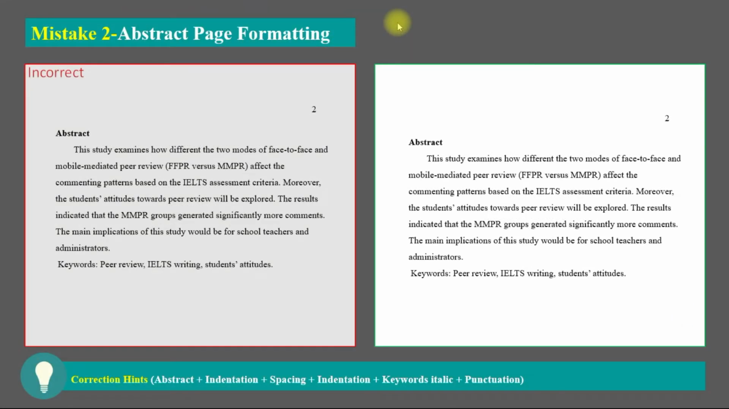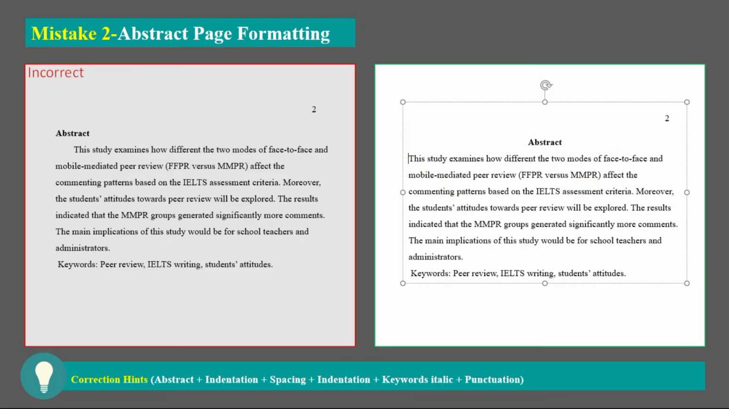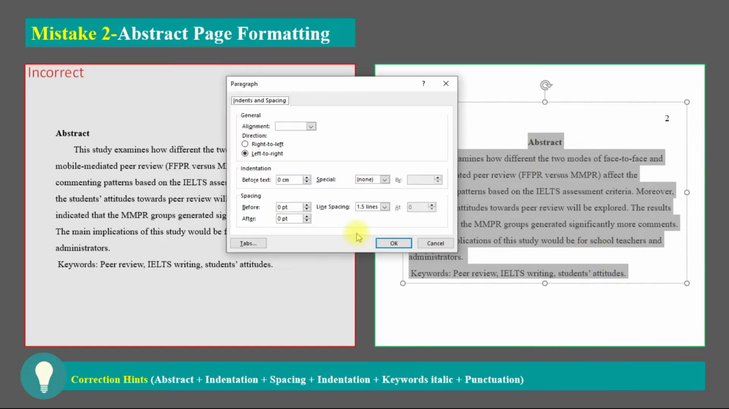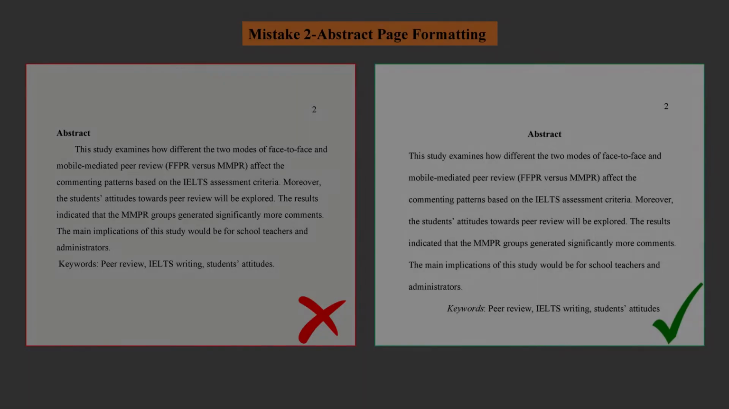Mistake number 2 is abstract page formatting. Let's go and get it fixed. The word abstract should be in the middle of your page. We don't indent the first line in our abstracts. The third thing, we need to make sure our spacing is double. Then we go to the word keywords. It needs to be italic. Go to the first line, press tab on your keyboard to indent it, and we don't put a full stop at the end of the keywords. That's all.